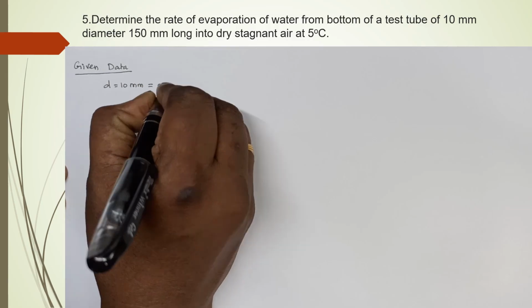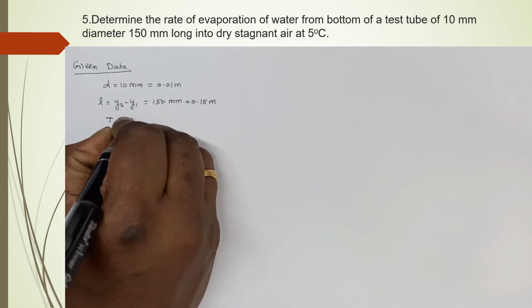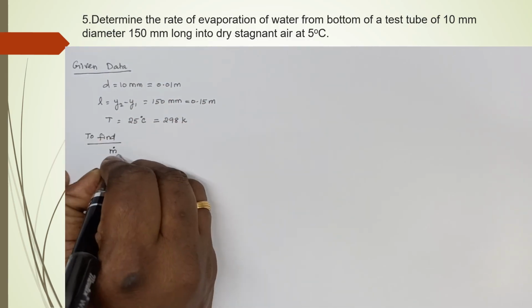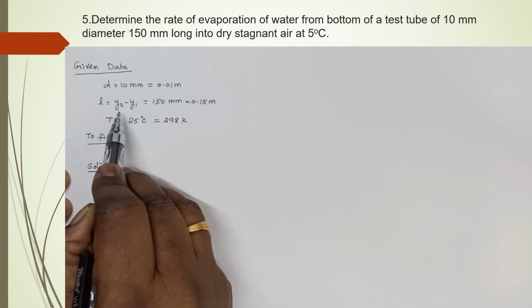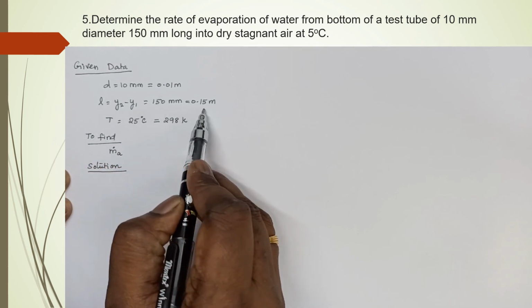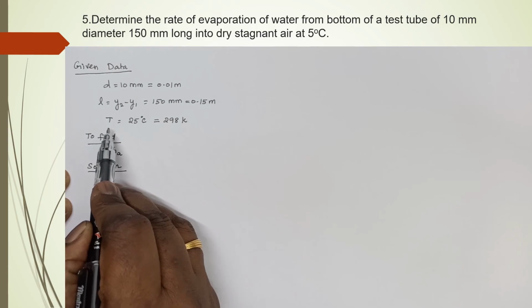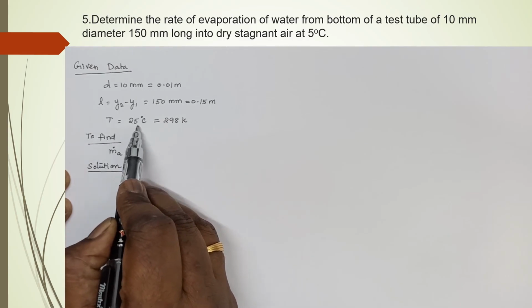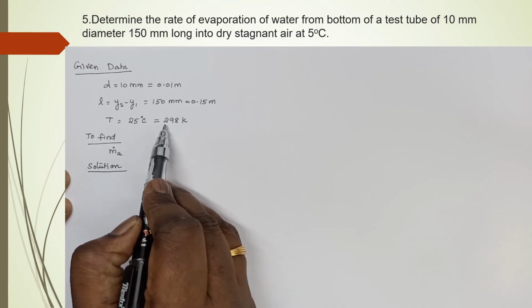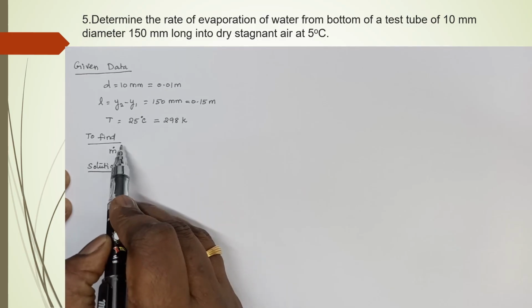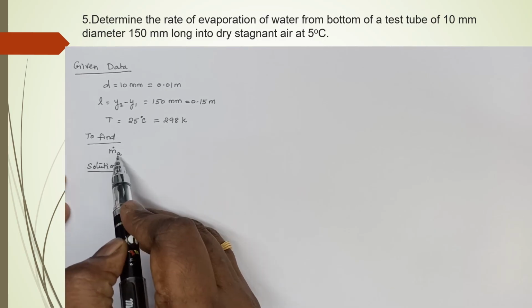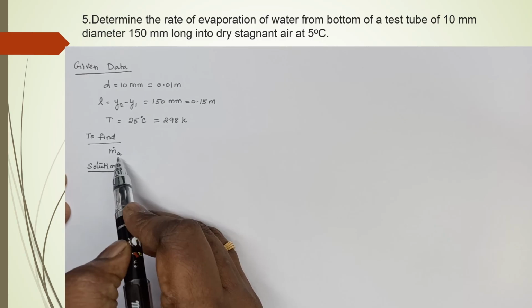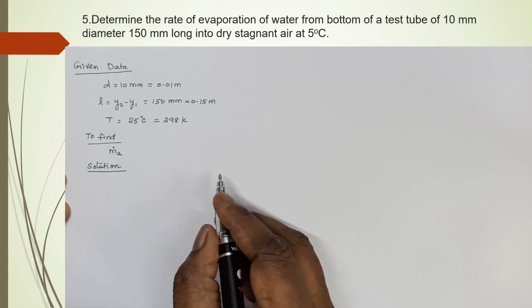The given data are: the diameter of the tube is 0.01 meter, the length of the tube, that is y2 minus y1, is 150 mm, equal to 0.15 meter. The temperature is 25 degrees Celsius, so plus 273 equals 298 Kelvin. What is to be found is the mass flow rate of water vapor, or evaporation rate. Okay, now we will see how to solve.